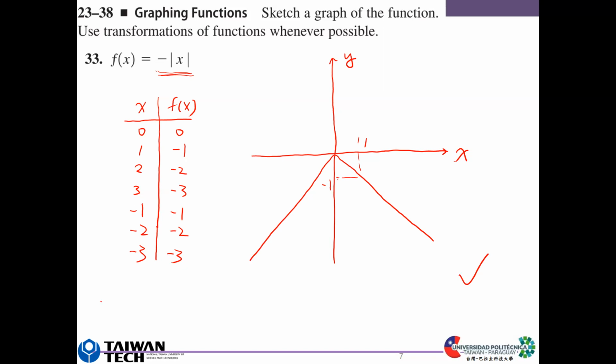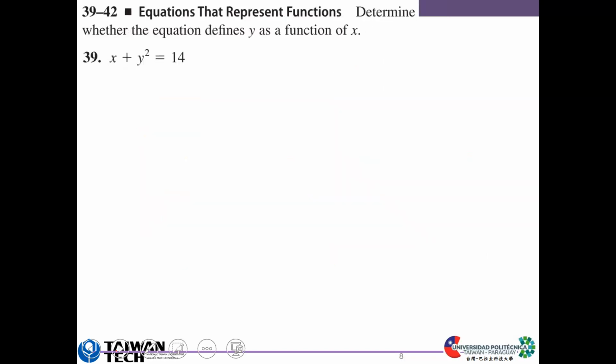And the next problem we're looking at is problem 39. Determine whether the equation defines y as a function of x. Because we want to determine if y is a function of x, we leave y on the left of the equation and put x to the right, and then we try to solve for y. And y is positive or negative the square root of 14 minus x.